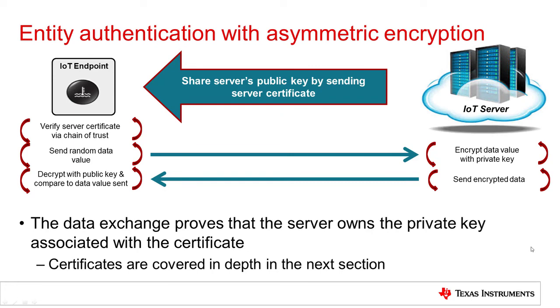The final common use of asymmetric encryption I want to discuss is entity authentication. This is typically done by exchanging certificates, and we're going to cover digital certificates in a lot of detail in the next section. But I just wanted to show the relationship to asymmetric encryption here and how it gets used. If the IoT endpoint device, for example, wishes to authenticate it really is connecting to the server it thinks it is, the server will send its certificate to the IoT endpoint, and this certificate contains a public key. At this point, the IoT endpoint verifies the server certificate via something called a chain of trust, which we'll discuss later. It now needs to prove that the server also possesses the private key associated with the public key that was sent in the certificate. Once the IoT endpoint proves this, it can be confident it is indeed communicating with the correct server.